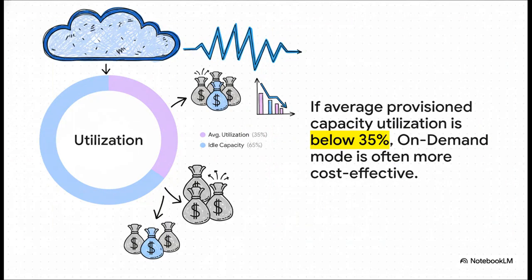So how do you pick? Well, here's a fantastic rule of thumb from the source material. If you look at your workload and find that your average utilization of that provisioned capacity is less than about 35%, then on-demand is very likely going to be the cheaper option for you. At that point, you're basically paying for a lot of capacity that's just sitting there doing nothing when you could just be paying for the spikes as they happen.